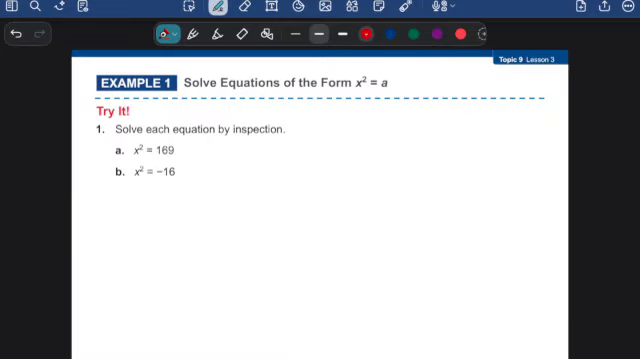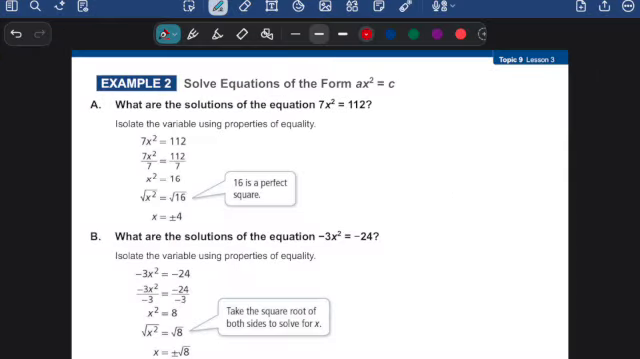Try it number 1. Let's solve the equation by inspection. So again, we're going to take the square root of both sides. If you know your perfect squares, then you know the square root of 169 is 13. Don't forget to do the positive and negative. For B, can we take the square root of a negative number? No, we cannot. There is no real solution.